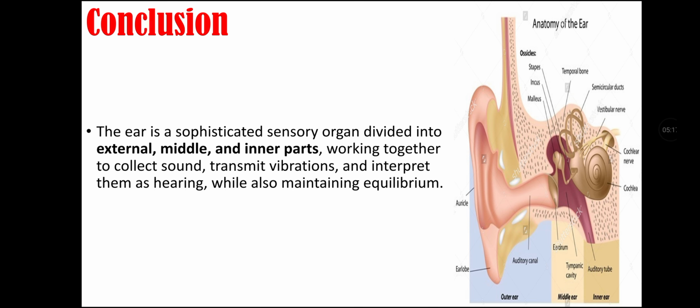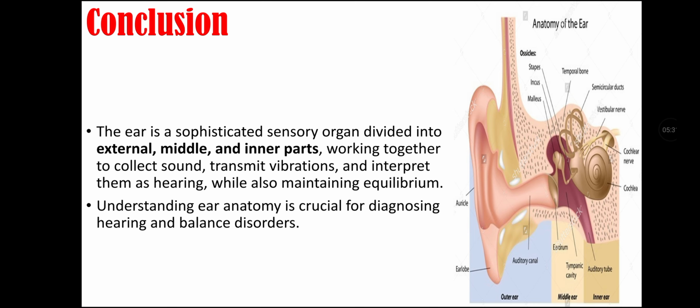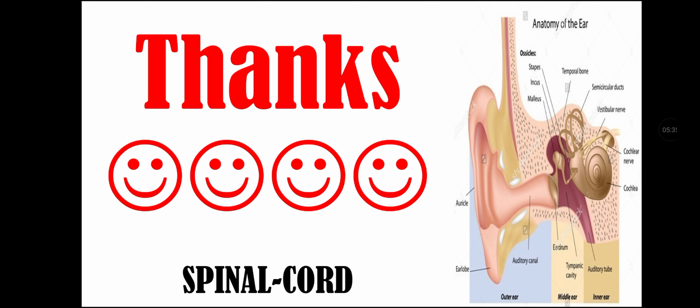Conclusion of this lecture video. Ear is a sophisticated sensory organ that is divided into external, middle and inner parts that work together to collect sounds, transmit vibration and interpret them as hearing while also maintaining equilibrium. Understanding ear anatomy is crucial for diagnosing hearing and balance disorders. And this is all about anatomy of the ear.